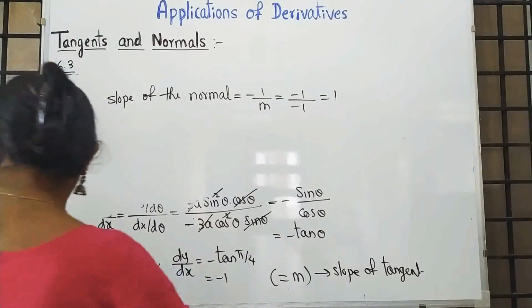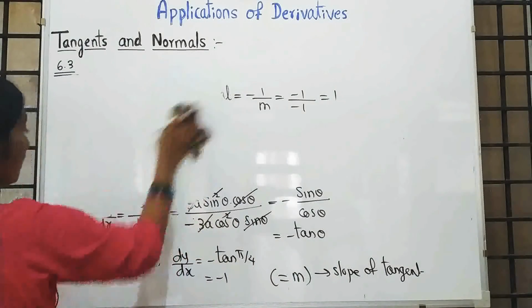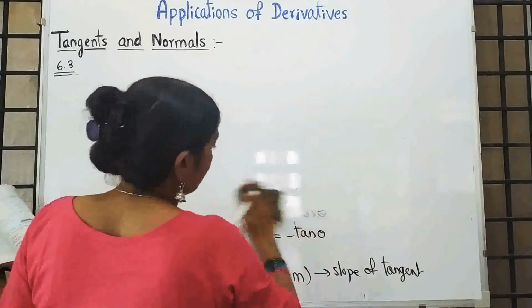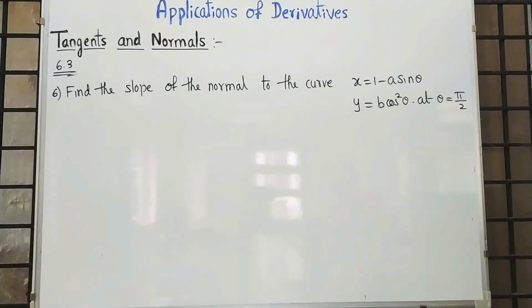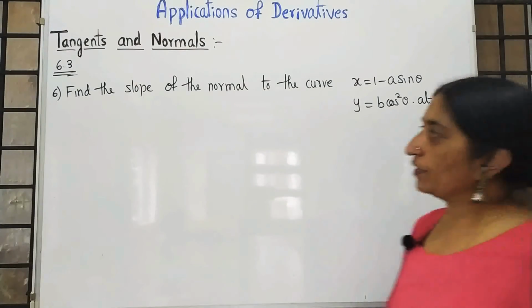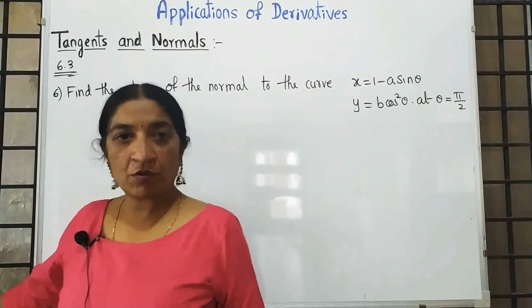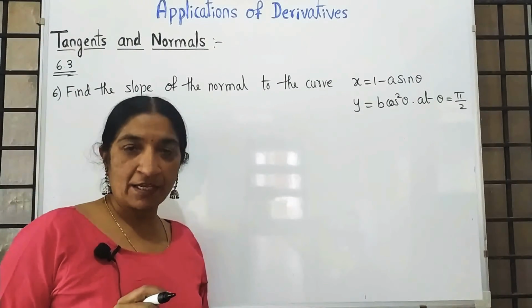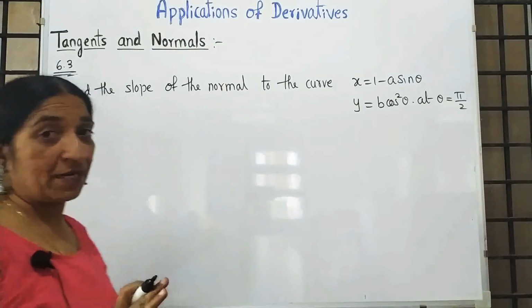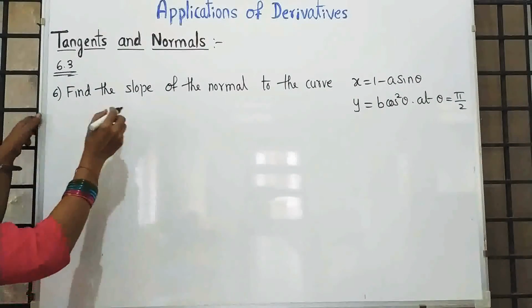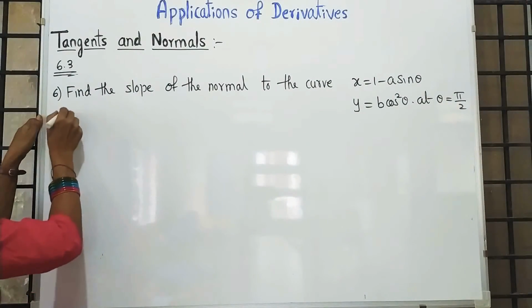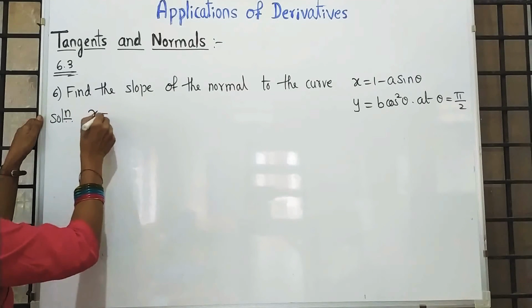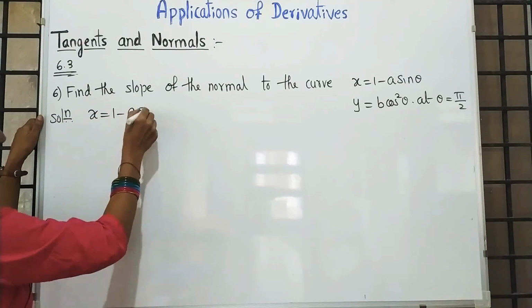Moving to the next question, again related with the same. Find the slope of the normal. See the sixth one, find the slope of the normal to the curve x is equal to 1 minus a sin theta and y is equal to b cos square theta at theta is equal to pi by 2. They are parametric equations. Parameter is theta. That means we have to differentiate with respect to theta. x is equal to 1 minus a sin theta.